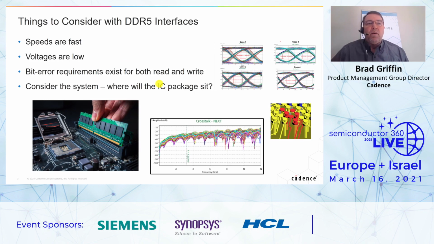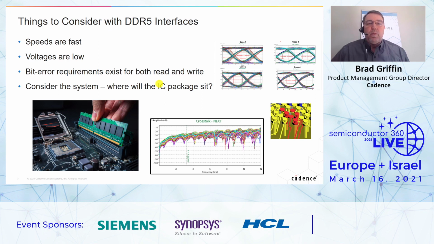When you think of DDR5, it's the next generation of DDR interfaces. That's your memory controller to your memory module. How are you going to deliver the data? How are you going to receive the data from the DDR memory module in a way that meets the JEDEC specifications for bit error rate and for timing jitter? There's a number of different things that are going to be a challenge when it comes to implementing a DDR interface successfully within a system.